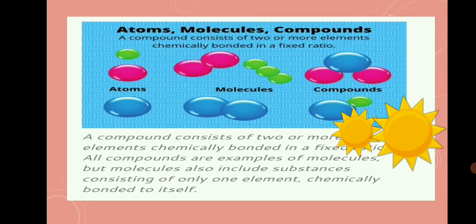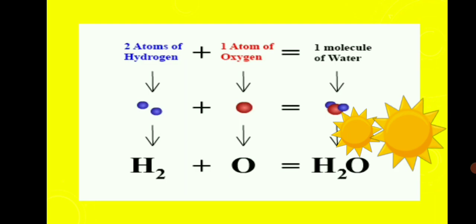Now it's time for compounds. A compound is a pure substance which is made up of molecules of the same kind. A molecule of a compound consists of atoms of two or more different elements that have combined in a fixed ratio. For example, water is a compound made up of water molecules. Each molecule of water contains two atoms of hydrogen and one atom of oxygen combined together.